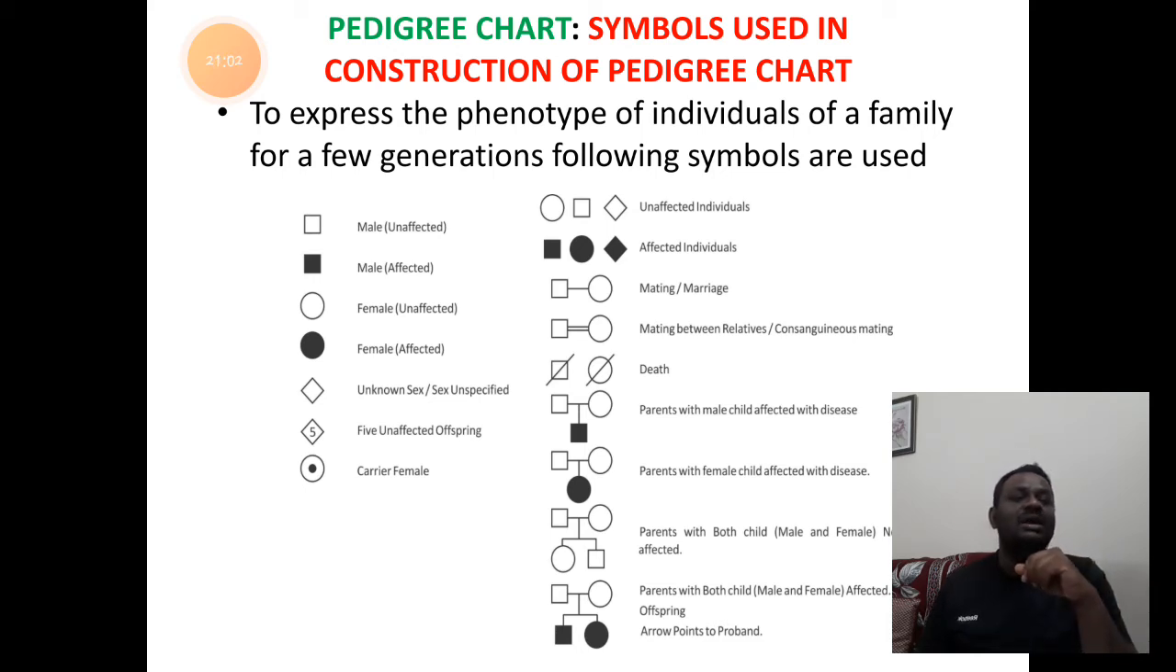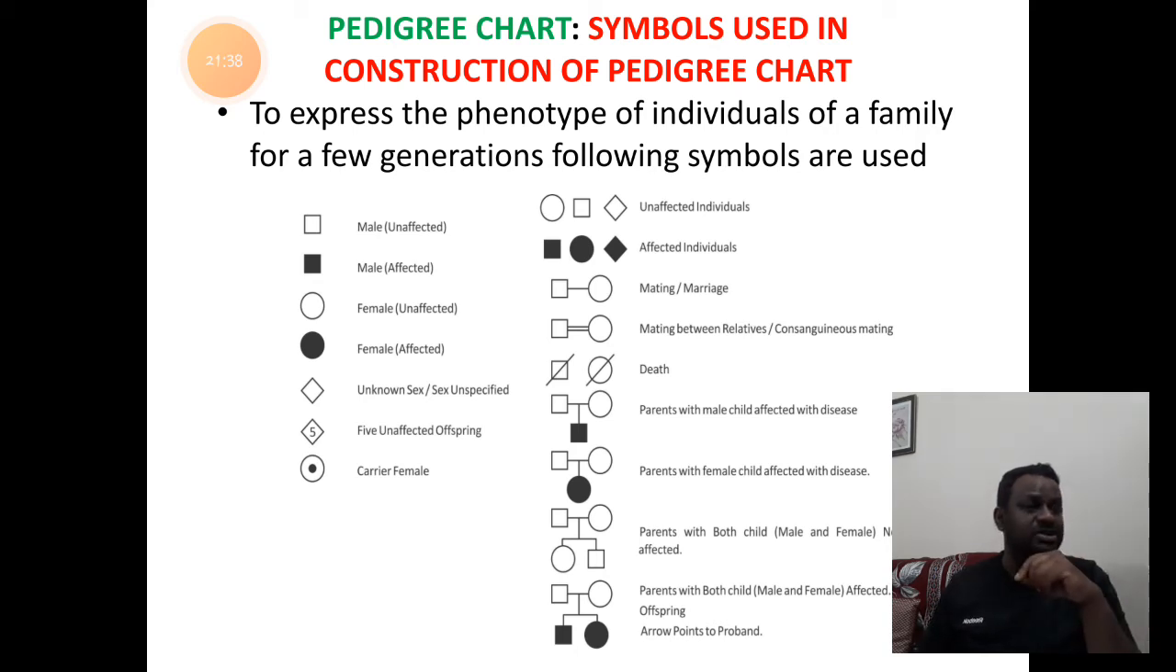So in your main exams, these symbols are important for 1-mark questions. They may ask you to give the symbol for a normal female. So unaffected female, a circle which is unshaded. Sex unknown, a rhombus. If they are affected, you can shade the symbol. If it is unaffected, you will have to leave it blank.